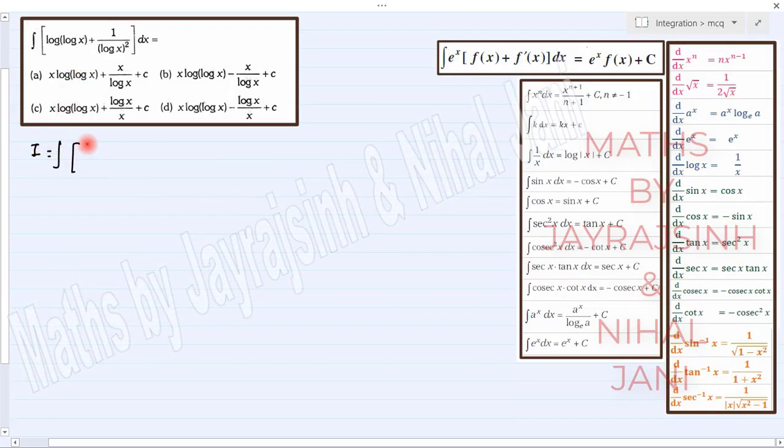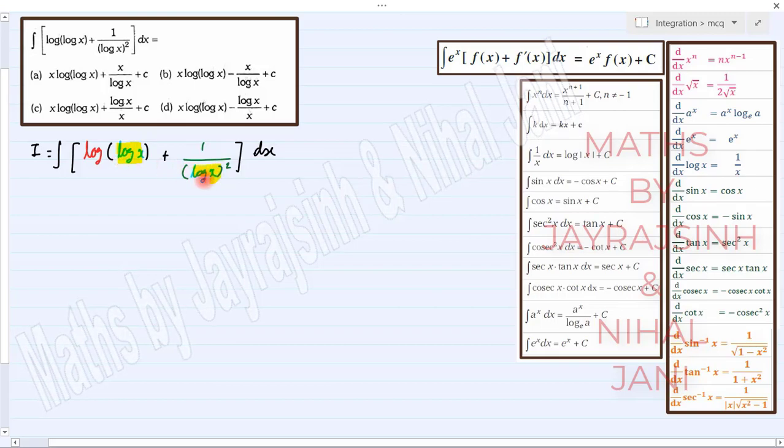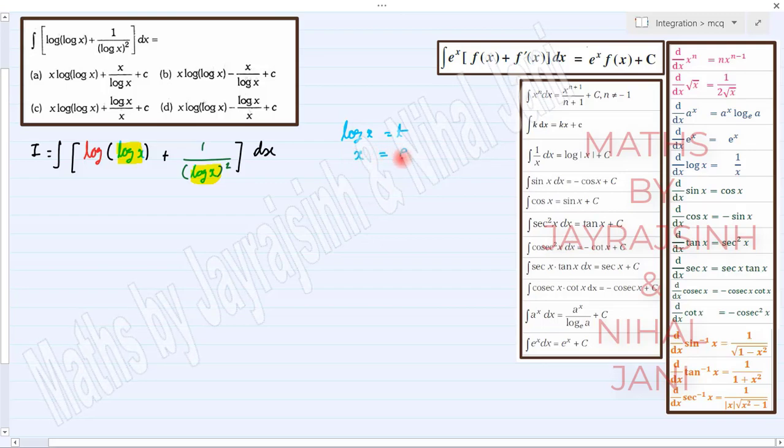Here we have to integrate log of log x plus 1 upon log x the whole square. Here your inner function is log x. So let's assume log x is equal to t. Now we don't have any differentiation of log x, so let's make x the subject. So we get e raised to t. So your dx will become e raised to t dot dt.